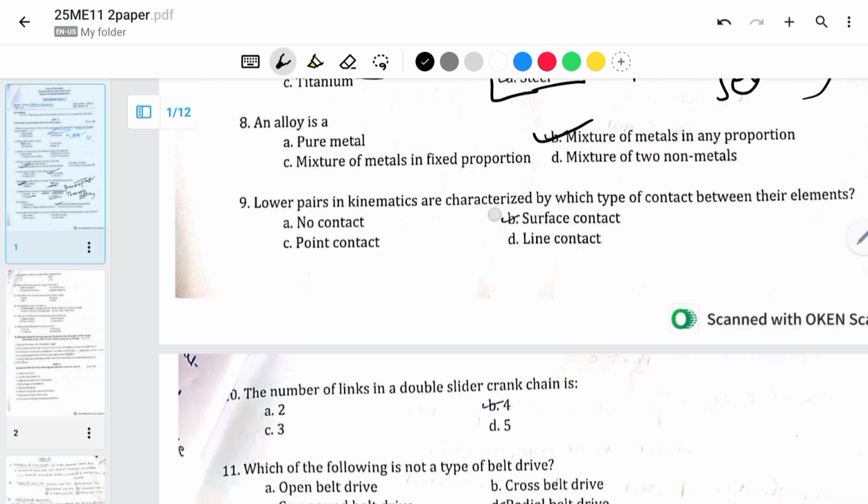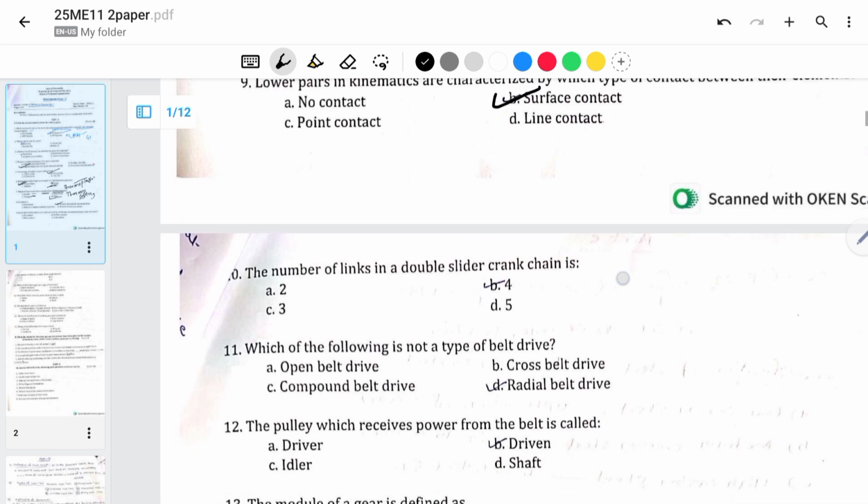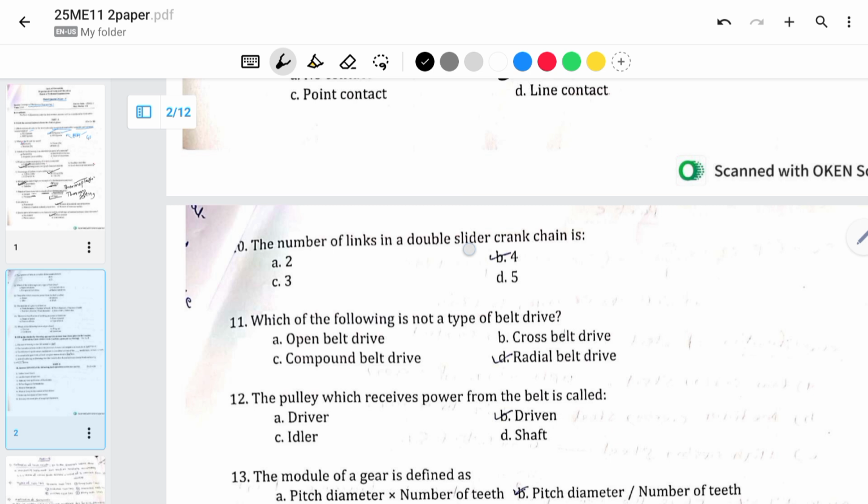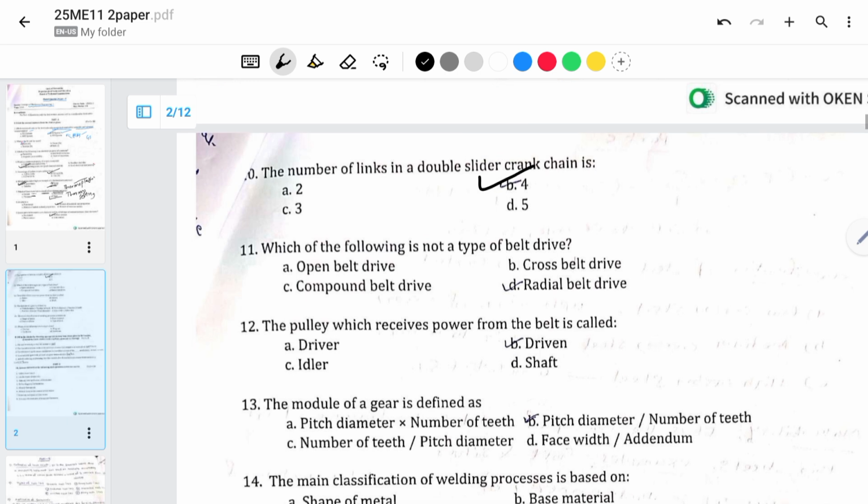So the next: lower pair in kinematics is characterized by surface contact. Then the number of links in a double slider crank chain: four links will always be available. In the double slider crank, four links will be there.